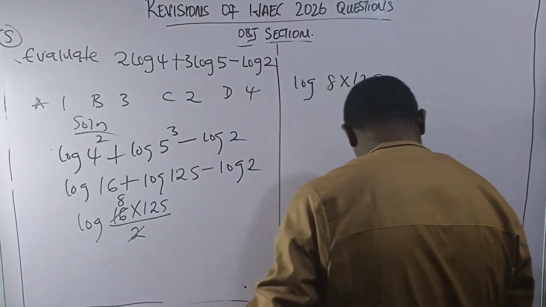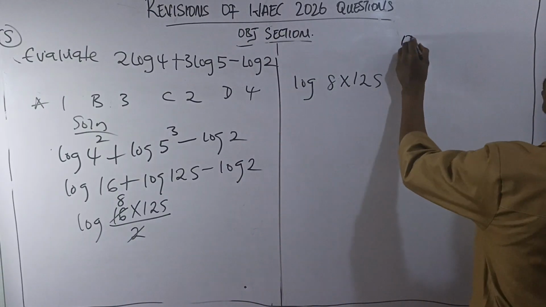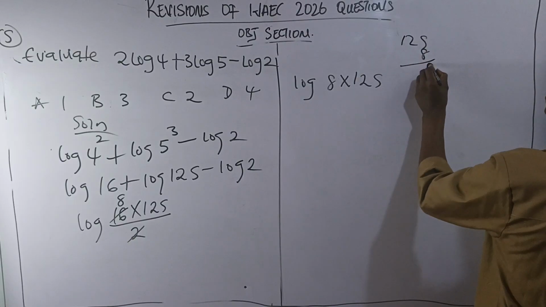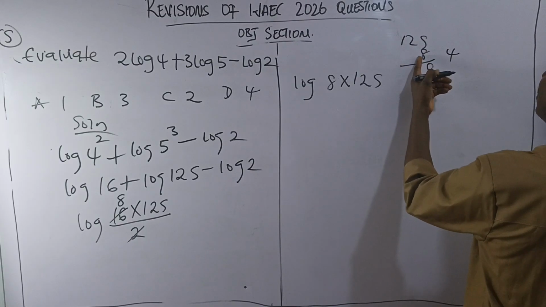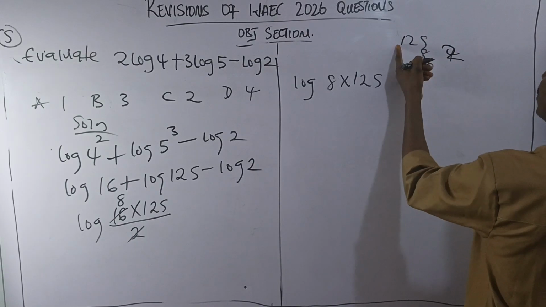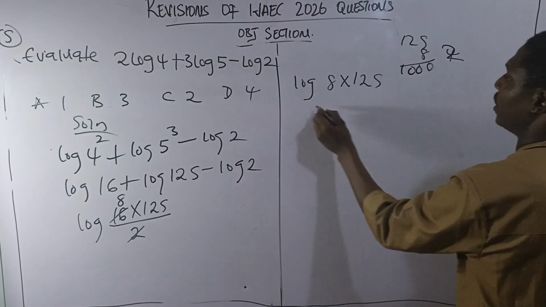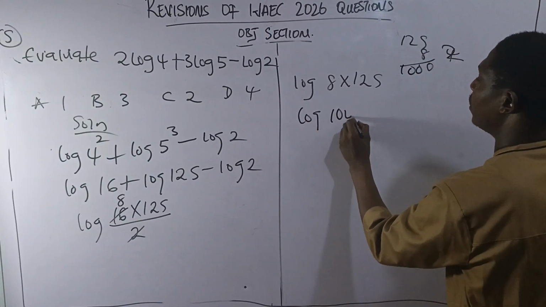Let me use the calculator to save time. Or 125 times 8: 40, 0 carry 4. 16, 20, 0 carry 2. 4 times 1, 4, plus 2, is 10. So 1000. So I have log 1000.